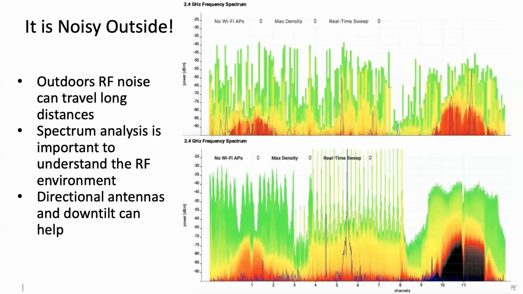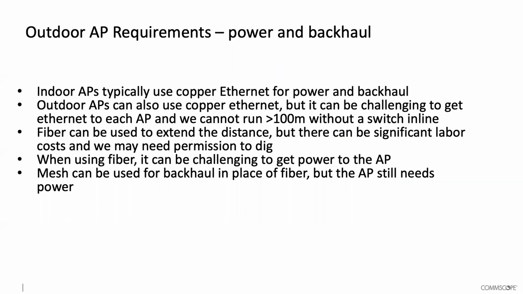So the 100-meter limitation goes away, but if we're going to use fiber, we already mentioned there can be some significant labor costs in actually trenching that fiber in, and in some cases you may need permission to dig. So definitely more difficult outdoors in many cases to get that connectivity to the AP. And when using fiber, now you don't have those copper conductors which carry the power as well. So very conveniently, with a PoE switch and copper Ethernet, I can have both my connectivity and my power run over the same line to the AP. We don't really have that necessarily with fiber, but we have a solution for that. I'll talk about it next slide.